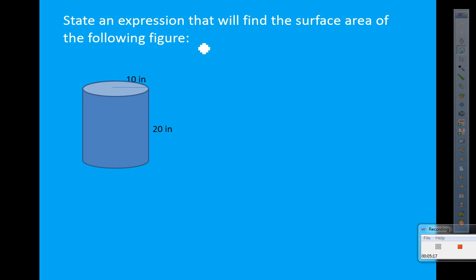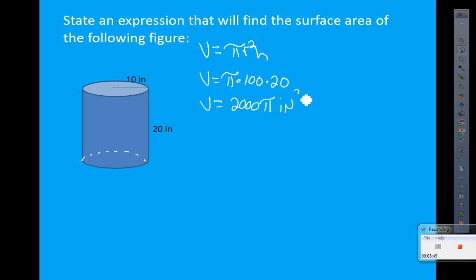The volume of this thing is going to be the area of the base, which is a circle, times the height. So the volume of this will be pi times r squared, which is 100, times the height. So it looks like the volume of this would be 2,000 pi cubic inches.